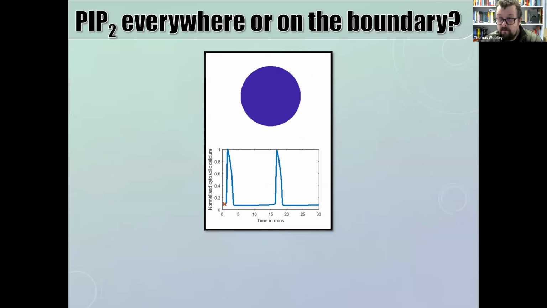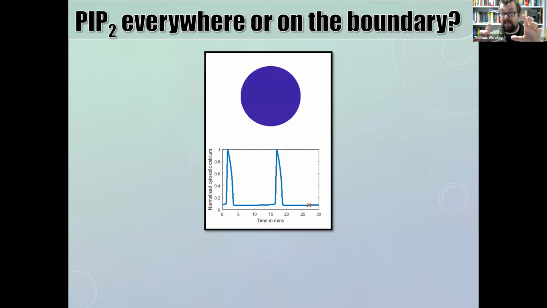And here, you've got 3 PDEs, not much to do but simulate it. And this is what you get. In this case, I put PIP2 everywhere, so my S is just 1. There's PIP2 everywhere. I give it a kick of calcium in the top right, and we get a nice little wave flowing through the egg. Wonderful, lovely, great. What happens when I localize the PIP2 to the boundary?